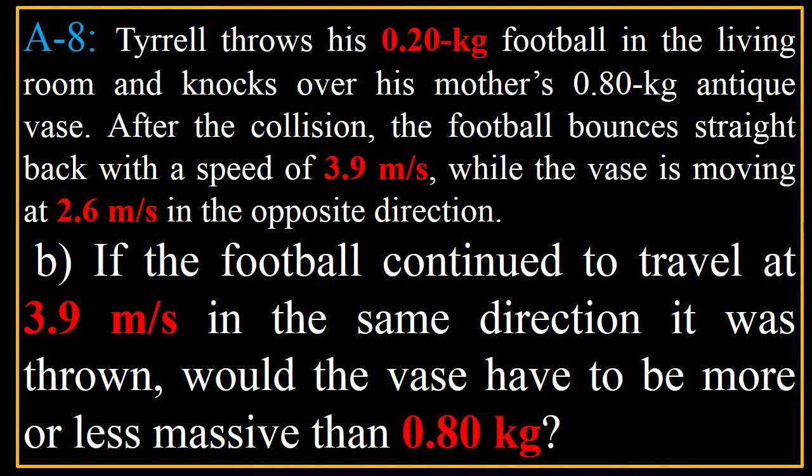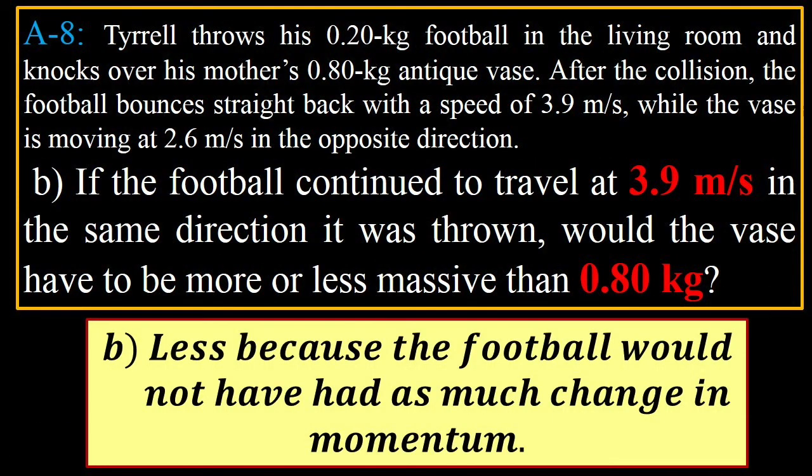So B says, for the same problem, if the football continued to travel at 3.9 meters per second in the same direction it was thrown, would the vase have to be more or less massive than 0.8 kilograms? Well, let's say it was a wall that's not moving instead of a vase. The football would bounce back approximately or close to 3.9 meters per second. So the lighter the vase, the more chance of it continuing and not bouncing back. So it would be less because the football would not have had as much change in momentum.